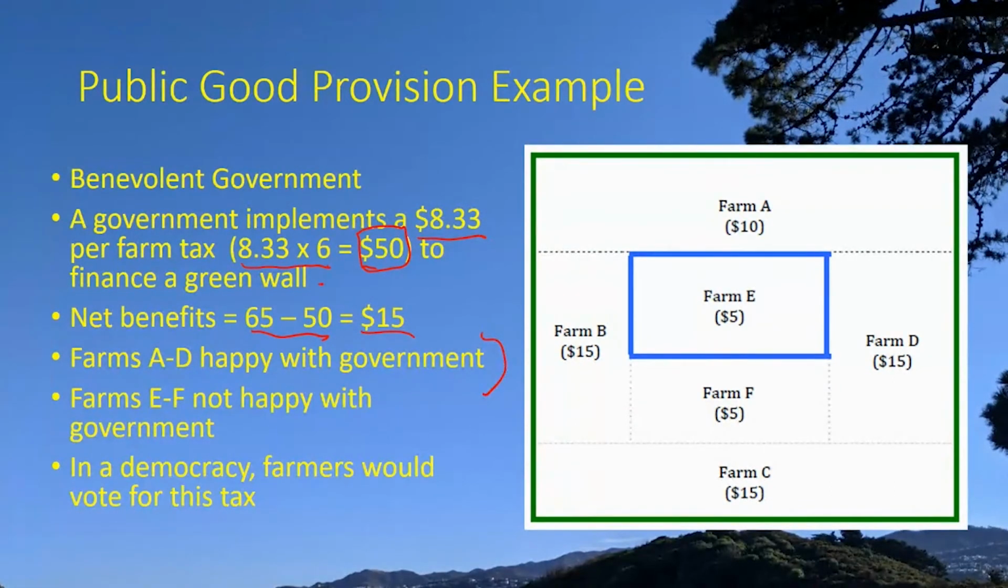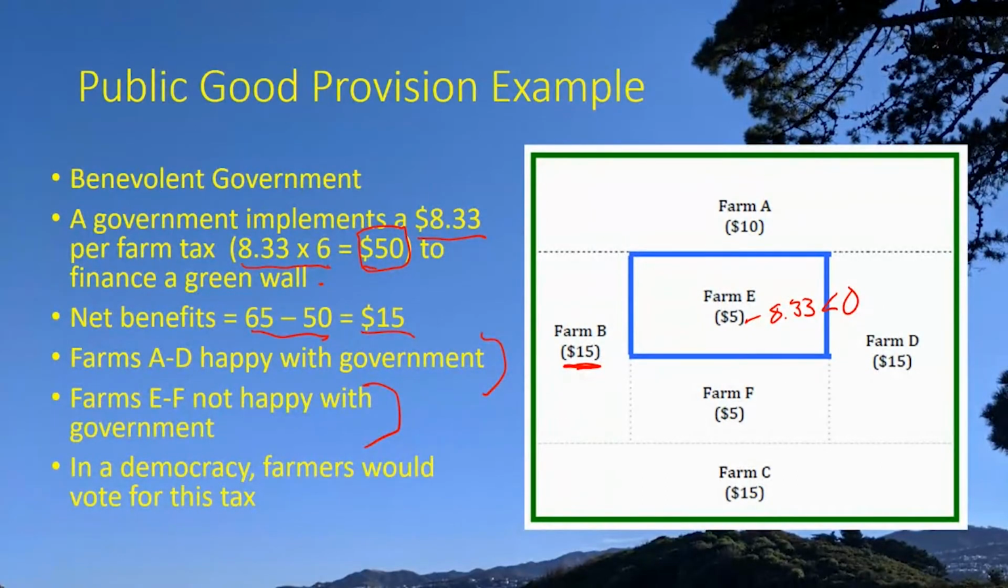Farms A through D are happy with the government because they're getting greater benefits than they're actually paying in taxes. So Farm B is getting $15 in benefits but paying $8.33. So they're happy. Farm A is happy. Farm D, all of these exterior farmers are all happy. But farmers E and F are not going to be necessarily happy with the government in this particular case, right? Because they're losing money. $5 minus $8.33 is going to be negative. So Farm E and Farm F are going to feel somewhat exploited here.